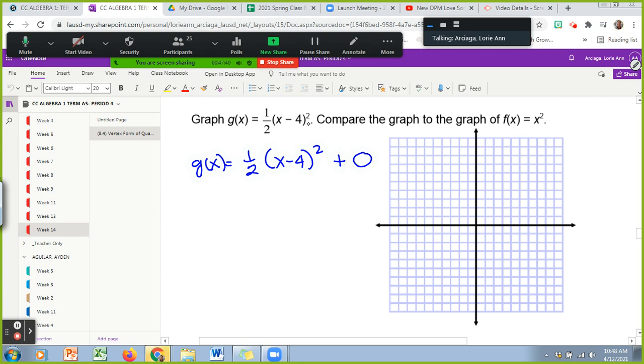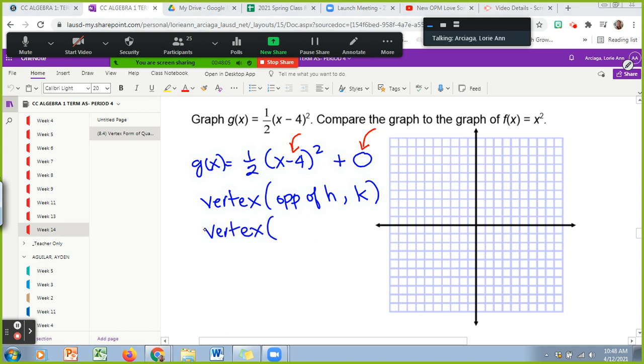Can you tell me what the vertex is from this function? Remember what I taught you earlier: it's the opposite of h and then the k value. What is your h? The h is the number that goes inside the parentheses, and your k is the value that comes after the parentheses. So what is your vertex here? What's your first number for the vertex? What's your h value? Get the h value and do the opposite.